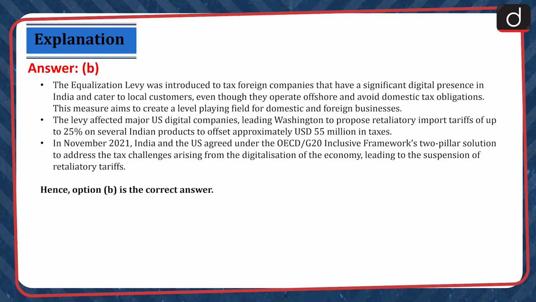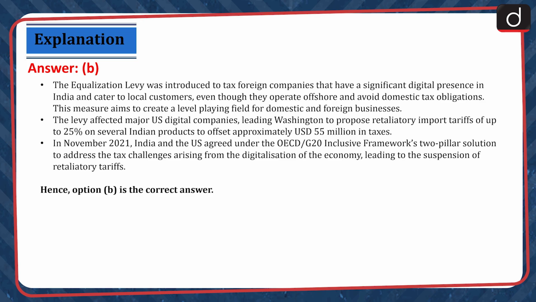The equalization levy was introduced to tax foreign companies that have a significant digital presence in India and cater to local customers, even though they operate offshore and avoid domestic tax obligations. This measure aims to create a level playing field for domestic and foreign businesses. The levy affected major US digital companies, leading Washington to propose retaliatory import tariffs of up to 25% on several Indian products to offset approximately USD 55 million in taxes.